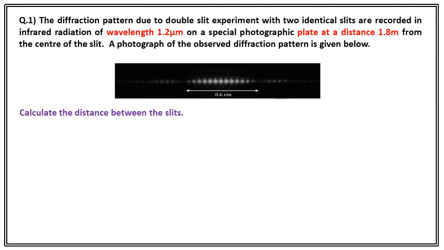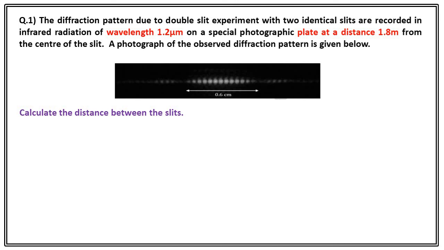The diffraction pattern due to a double slit experiment with two identical slits is recorded in infrared radiation of wavelength 1.2 micrometer on a special photographic plate at a distance of 1.8 meter from the center of the slit. A photograph of the observed diffraction pattern is given below. Calculate the distance between the slits. Okay. This problem is based upon the double slit diffraction pattern.